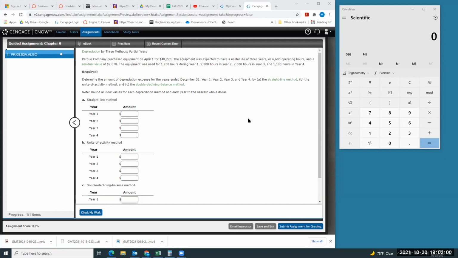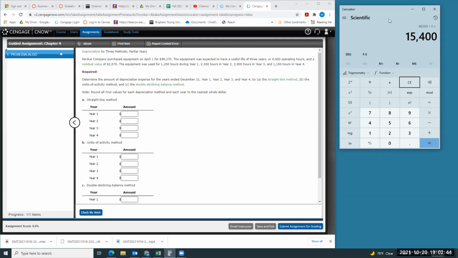So we'll start with the straight line method. With the straight line method, all we do to figure out the amount of annual depreciation is take the cost, $48,270, minus the residual value, $2,070. That gives us a number that's called the depreciable value, or the amount that we're planning to depreciate during the asset's useful life. And then we just divide that by the useful life in years. So in this case, it's 3. So the plan is to depreciate $15,400 worth of this asset, meaning we're going to take a depreciation expense, and then we're going to credit the accumulated depreciation account that's attached to the asset.